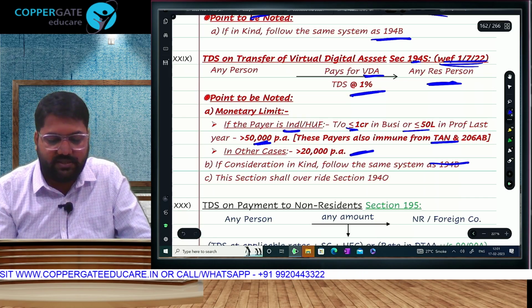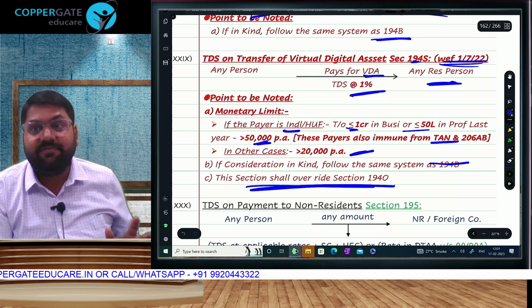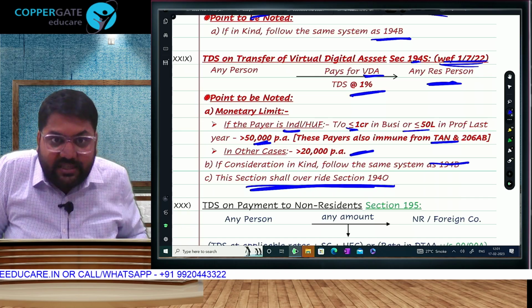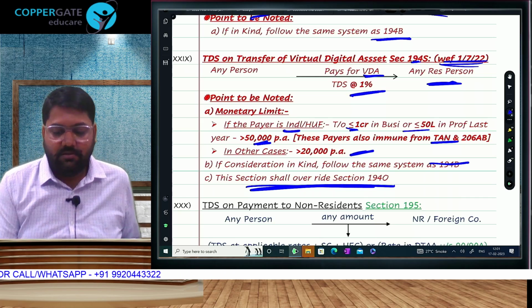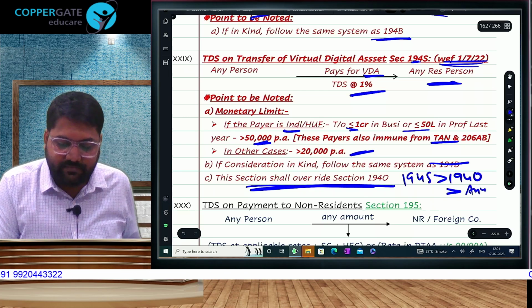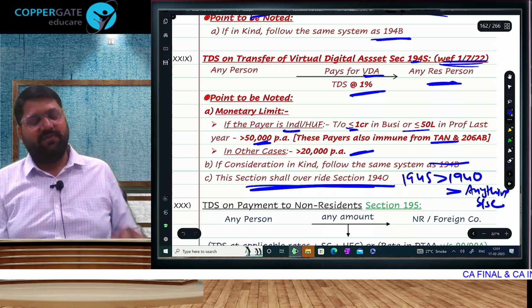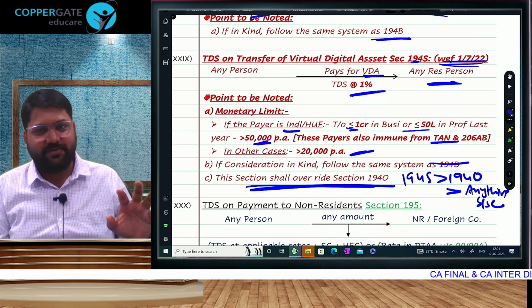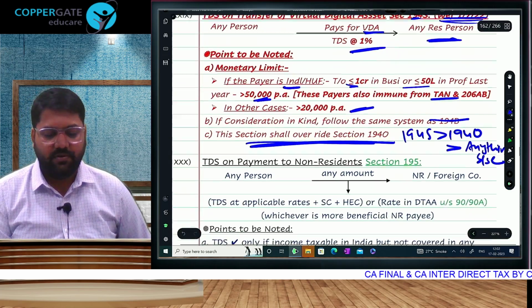If it is in kind, follow the same system. And very important, this section shall override 194O. What was written in 194O? If this is applicable, then nothing else. If this is applicable, then nothing else. But 194S will be bigger than 194O and will be bigger than anything else. You understand the chronology, how complicated. Meaning 194O will apply over the entire chapter, but not over 194S. 194S will apply over 194O.